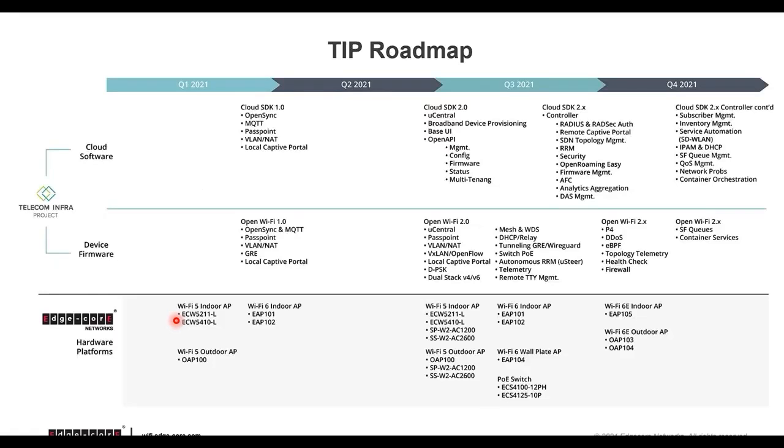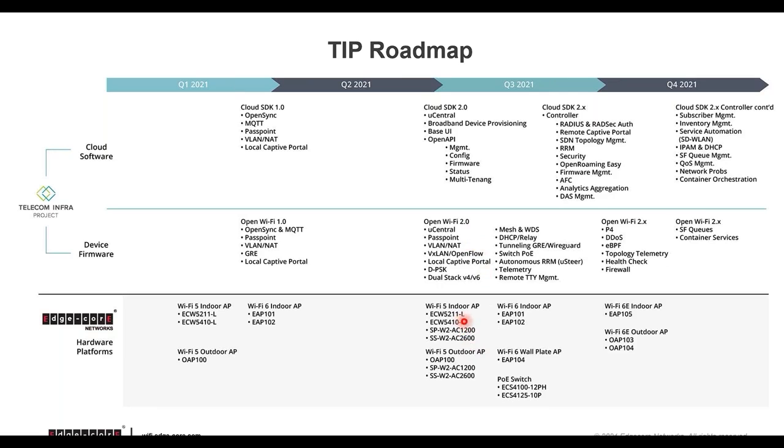Okay, the last one is the TIP roadmap. For TIP here is the cloud software. So you can see from cloud SDK 1.0, 2.0, and they have following feature enhancements for the cloud SDK. And for the device firmware, also Open Wi-Fi 1.0, 2.0. So actually for the whole Edgecore, no matter whether it is a wireless switch or wireless access point, we do support the Open Wi-Fi 2.0 version now.